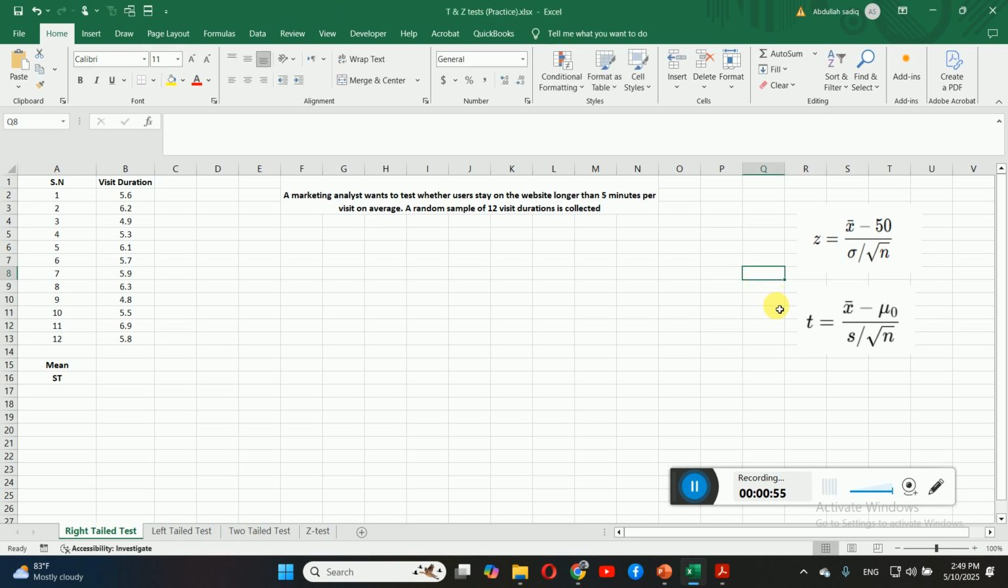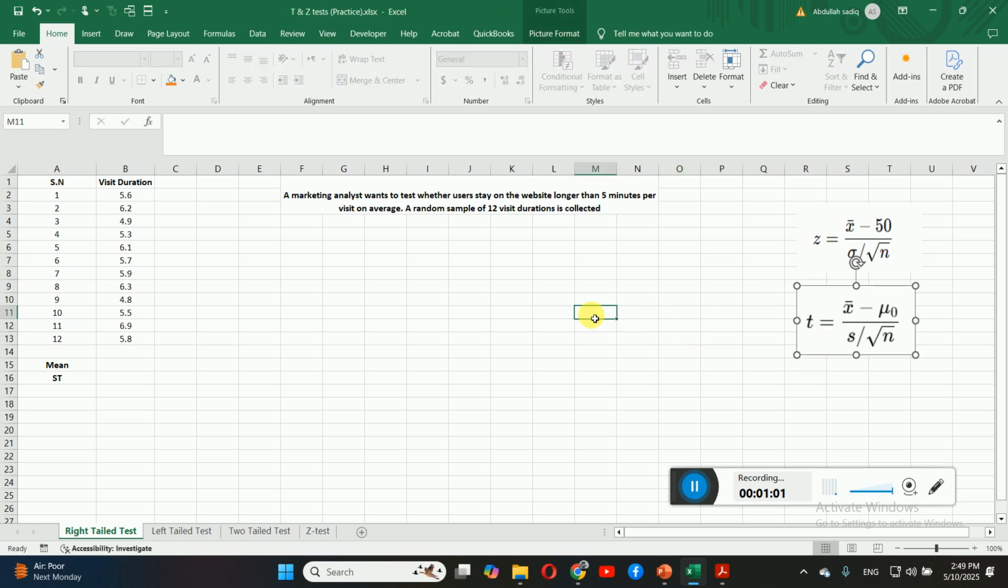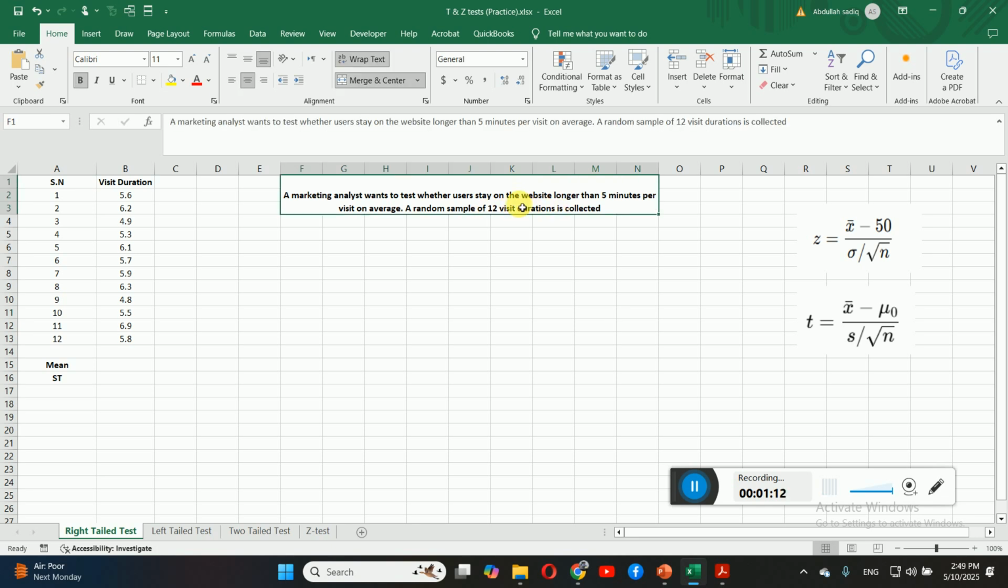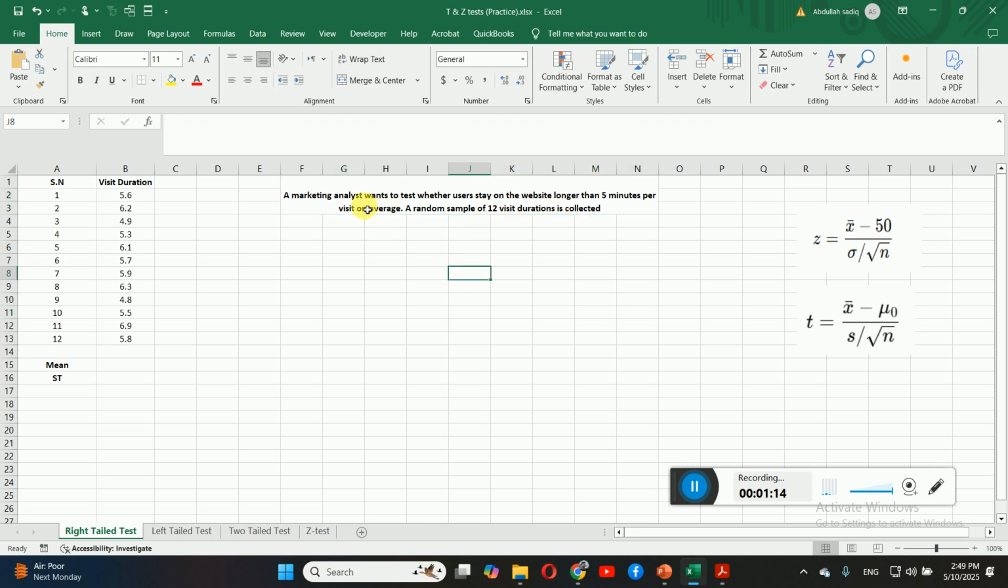Now, inshallah, I will show how we can use these tests in hypothesis testing. In our situation here, we are working on a t-test. We have a scenario. A marketing analyst wants to test whether users stay on the website longer than 5 minutes per visit on average. A random sample of 12 visit durations is collected. Your student here is a marketing manager or analyst, interested to know whether customers, when they visit the website, stay longer than 5 minutes or not. Very simple, easy.